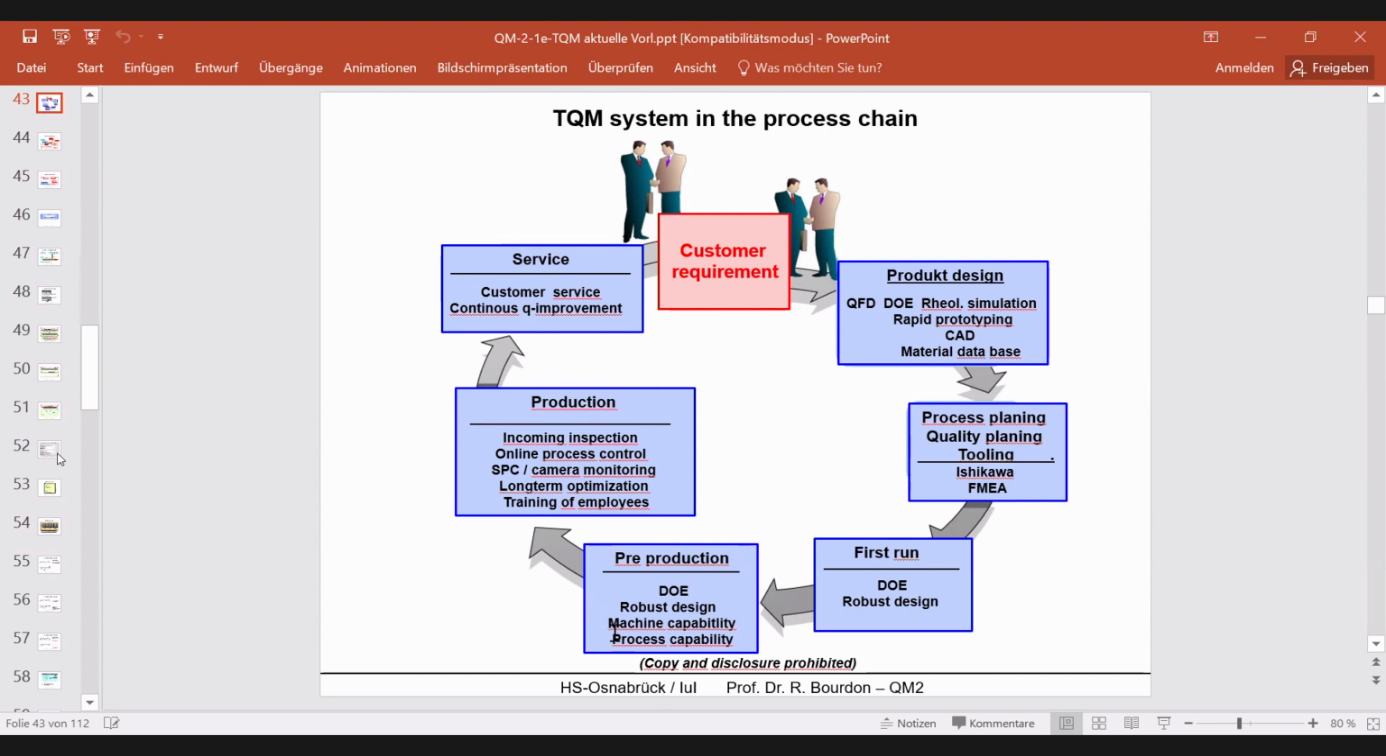Here we have the pre-production. The pre-production is also on the basis of DOE, optimization, and process analysis, with the goals of robust design, machine capability, and process capability. Then, when the project comes to production, we have incoming inspection of the material or of purchased parts. We also have online process control, SPC, maybe camera monitoring, long-term optimizations, and always the training of the employees. In some cases, a new product needs service, so we have customer service and continuous quality improvement. So these are TQM methods in application over the process chain.